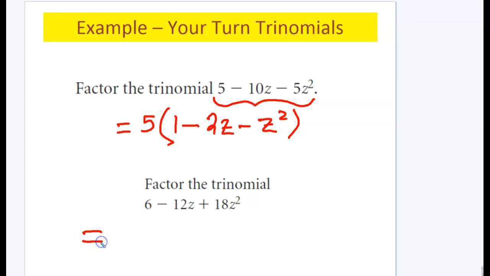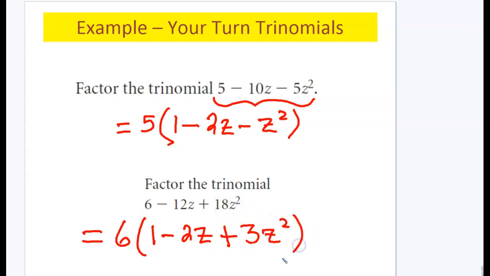Okay, hoping you tried it. If you factor out a 6, 6 is common to all three coefficients. Again, 6 divided by 6 is 1. Lots of students forget to carry the 1. They just eliminate that term. But again, you're still going to end up with a trinomial here. 6 into 12z is going to be negative 2z. And 6 into 18 is going to be 3z squared. And that would be your final answer.